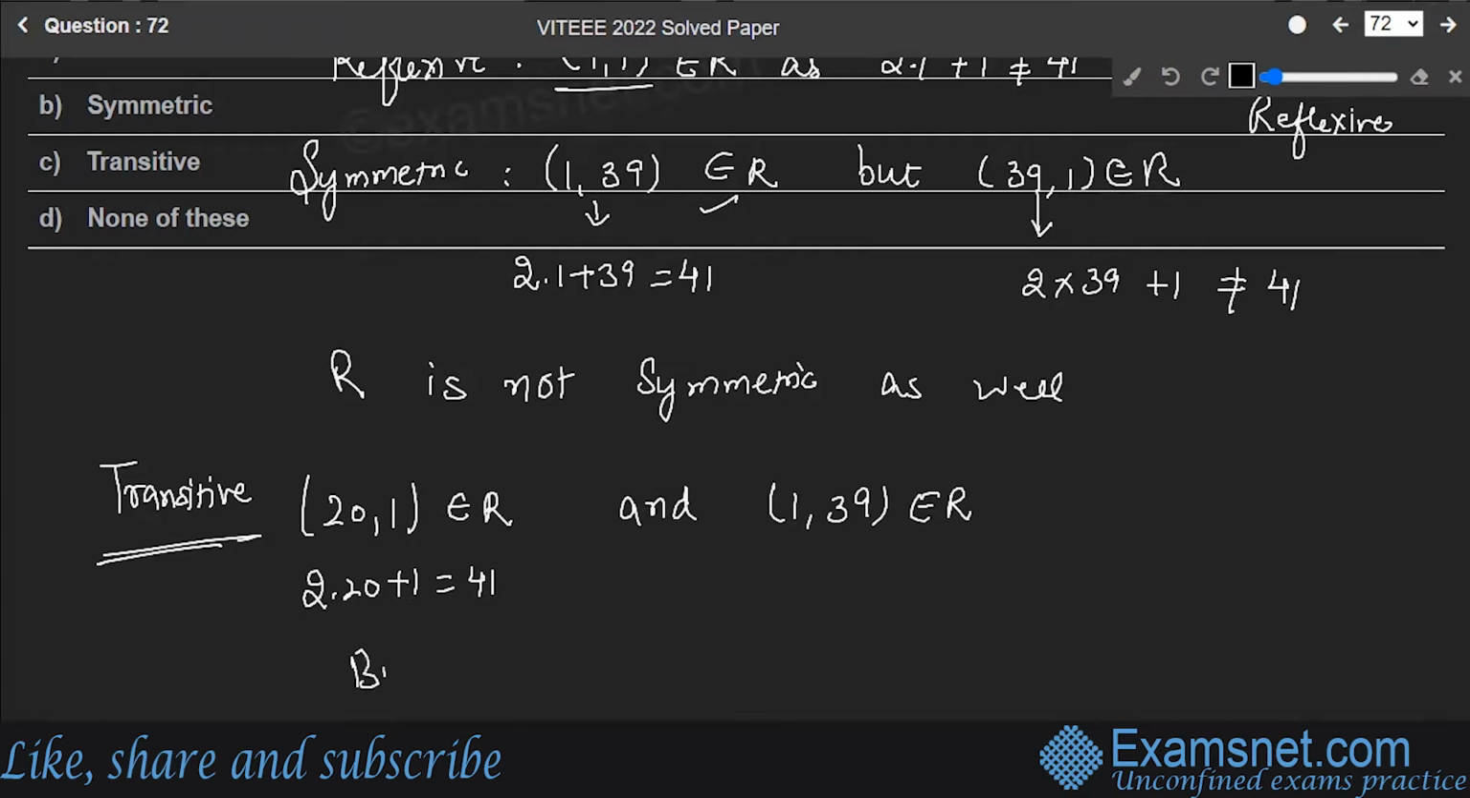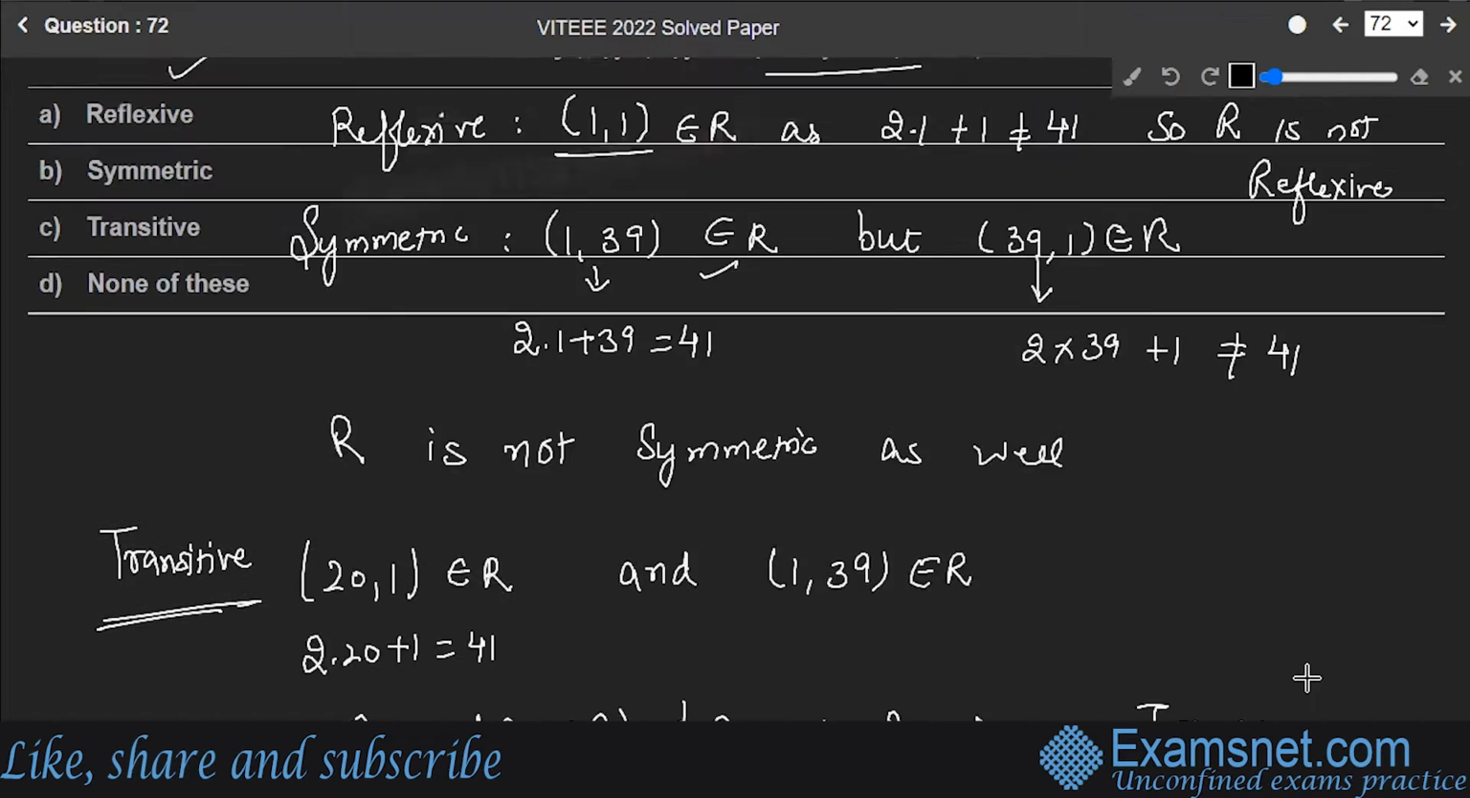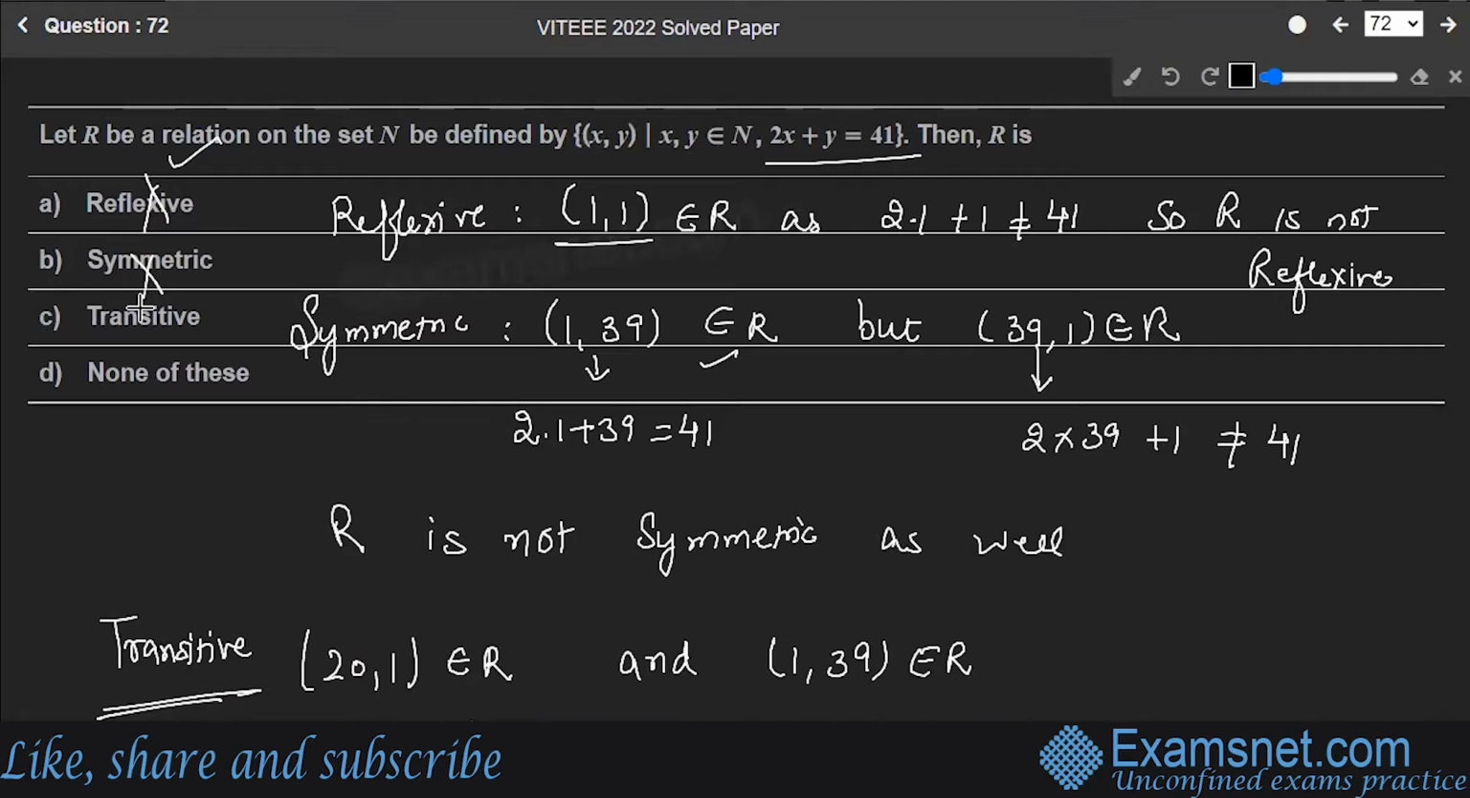Okay, but 20 comma 39 does not belong to R. Therefore, R is not transitive as well. So that means what is the correct option? It's not reflexive, symmetric, transitive, none of these.